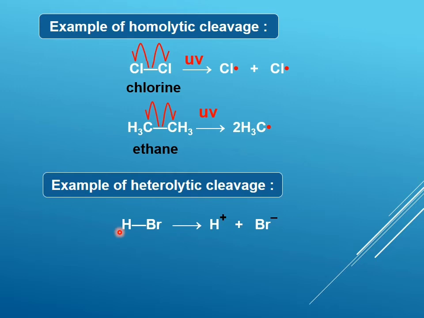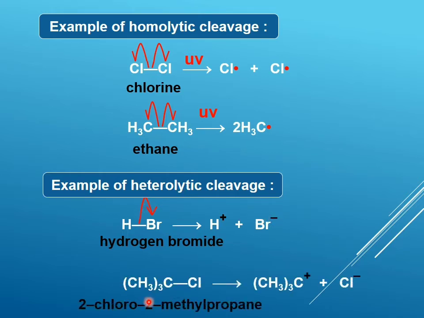So for hydrogen bromide, when the single bond is broken, both the electrons are transferred to the bromine because bromine is more electronegative than hydrogen. So this will form hydrogen ions and bromide ions, which are a cation and an anion.